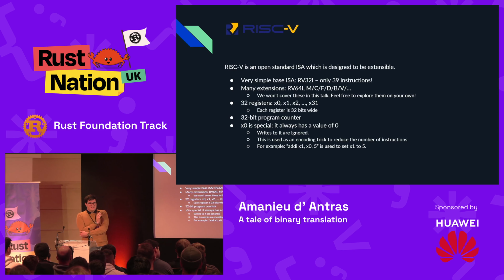So let's focus on RISC-V. RISC-V is an open standard instruction set, which basically means that if you want to build a RISC-V CPU, you don't need to pay a license fee to anyone. The basic version of RISC-V is called RV32i, and it's a very simple architecture. It only has 39 instructions. Very simple, especially compared to some of the other ones, which can have up to thousands of instructions.